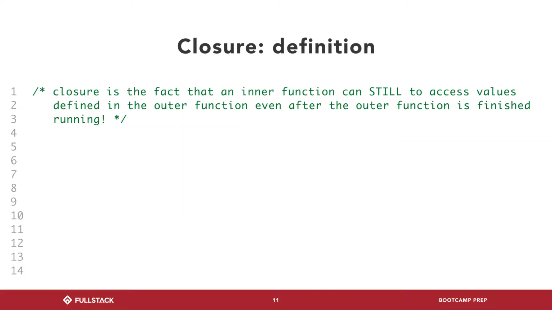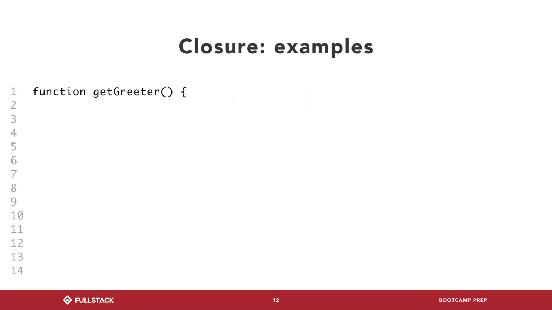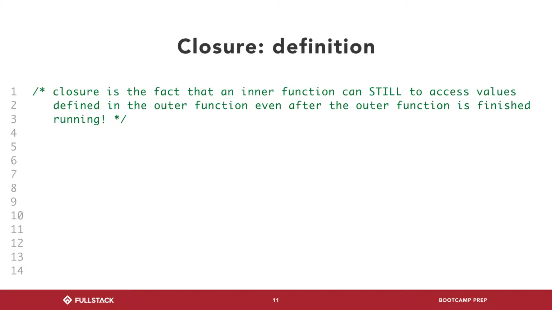Now, the reason why closure is really important is because so far what we said is, if you're outside of a function scope, you can't have access to what's inside that function, right?